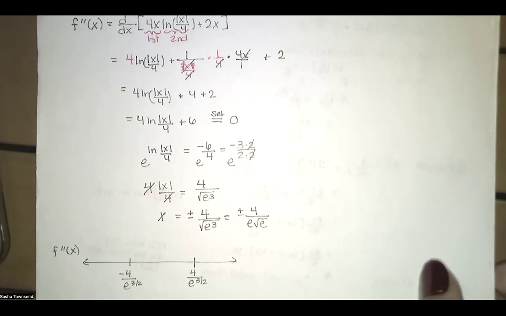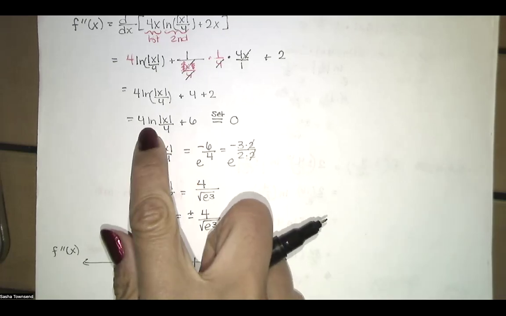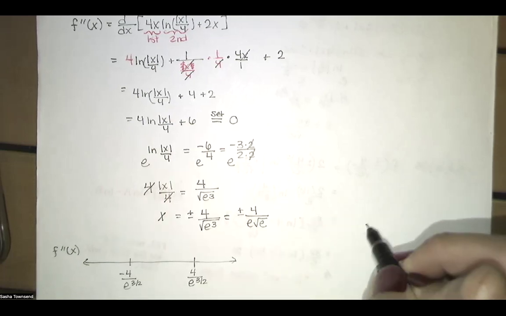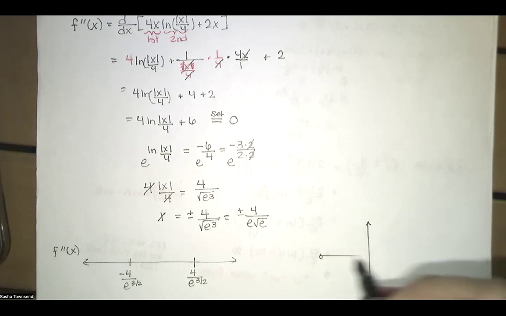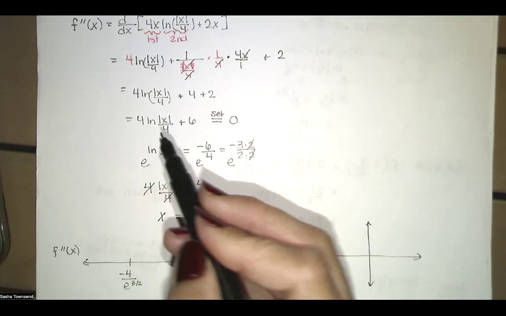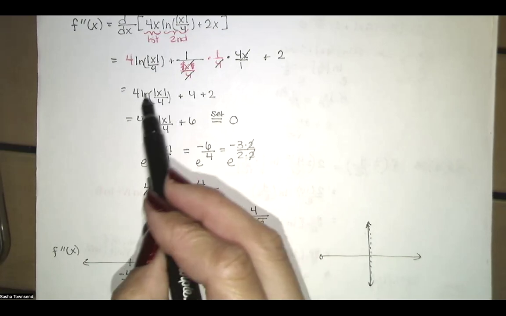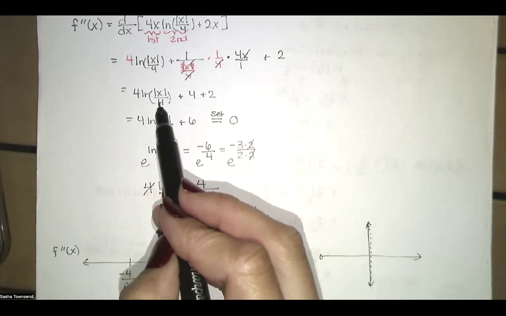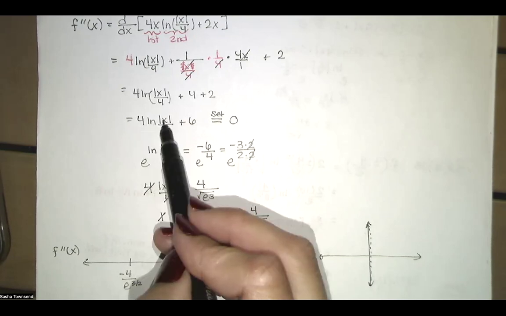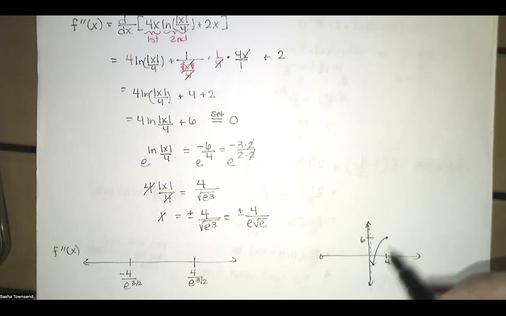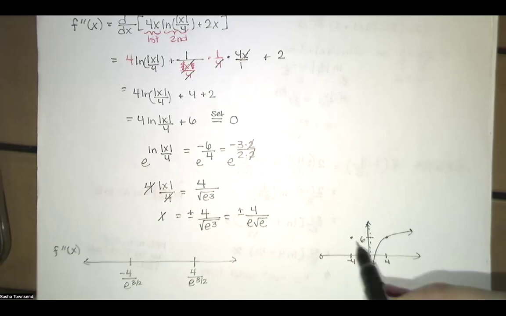In order to find the sign of that, we'll look at the graph of 4 times natural log of the absolute value of x over 4 plus 6. So that function has a vertical asymptote at x equals 0. Then when x equals 4, we're going to have natural log of 1, which is 0. So we'll have 4 times 0, which is 0, plus 6. So we get 6. And then it's just going to look like a logarithm. And we're going to have symmetry. So it's going to look the same on the other side.